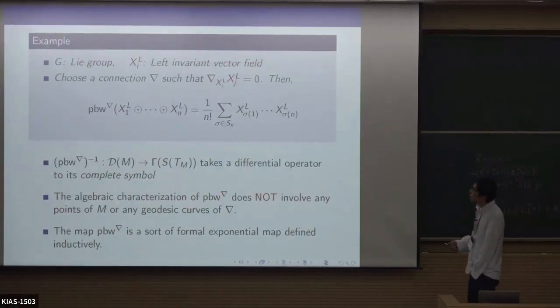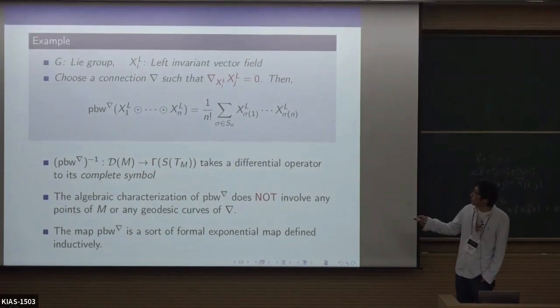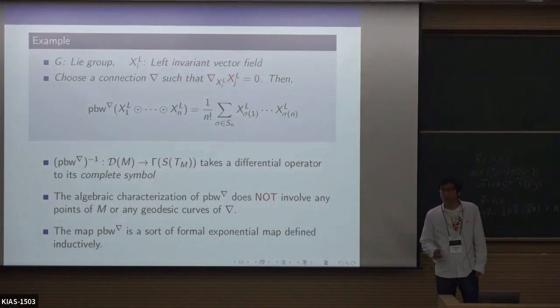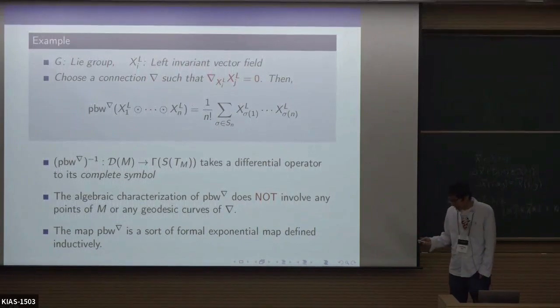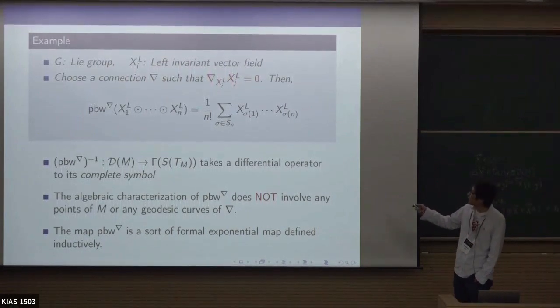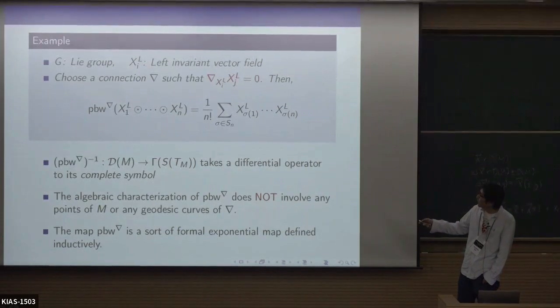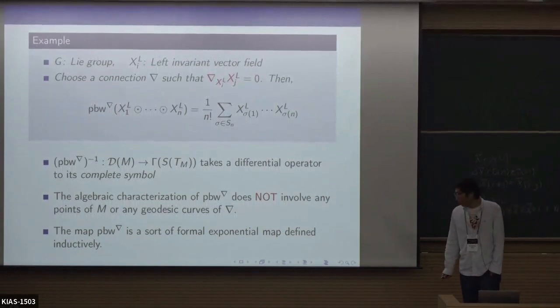So for example, we started with the Lie algebra case, and this picture agrees with the Lie algebra case in the sense that if we start with a Lie group, and instead of looking at any vector field we look at left invariant vector fields, because a vector in the Lie algebra corresponds to a left invariant vector field on the Lie group, and then we choose the connection which is trivial with respect to the left invariant vector fields, then this PBW map turns out to be exactly just the symmetrization map. So this is the Poincaré-Birkhoff-Witt map from differential geometry.